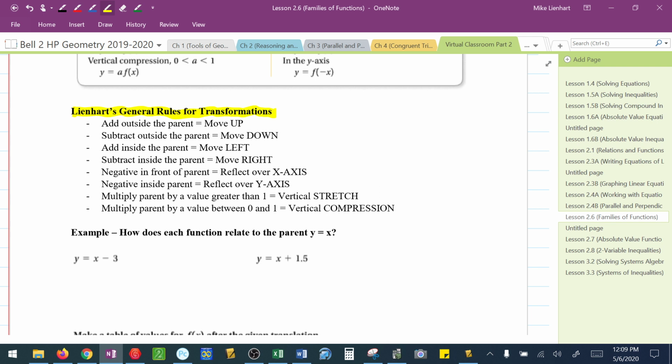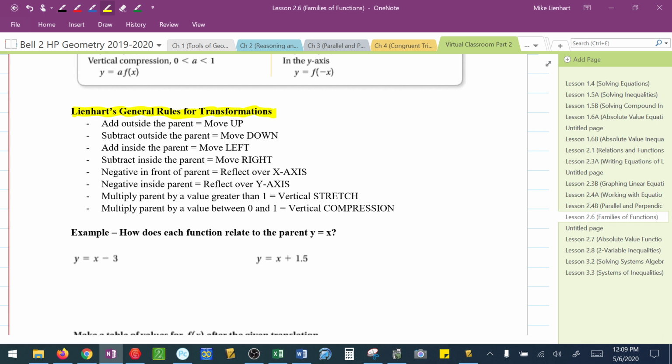If you add outside, that's moving it up. Subtract outside, down. Add inside the parent, left. Subtract inside means right. Those are the two that are a little bit weird. Add inside, left. Subtract inside, right. A negative in front, reflect over x. A negative inside, reflect over y.